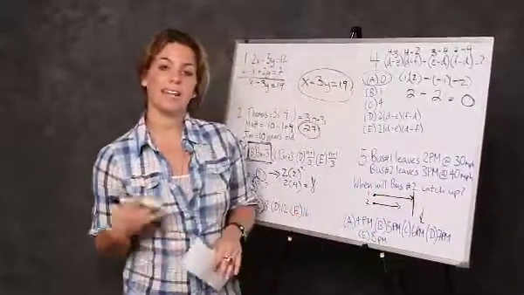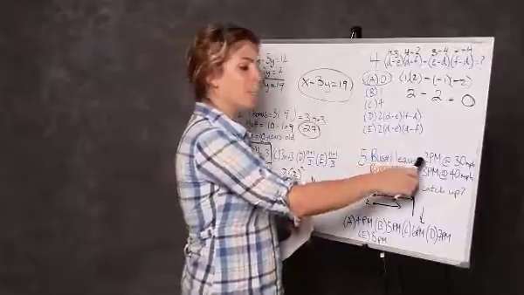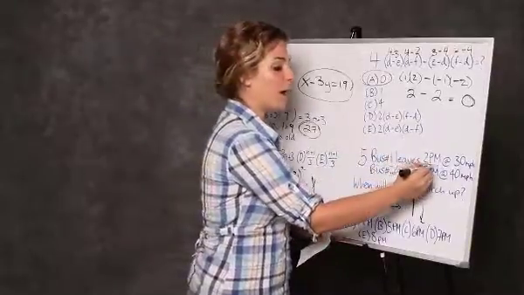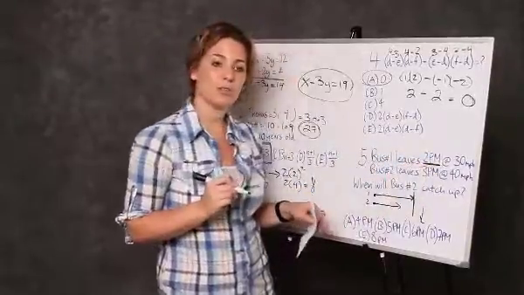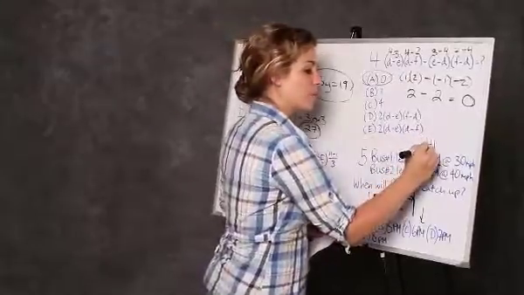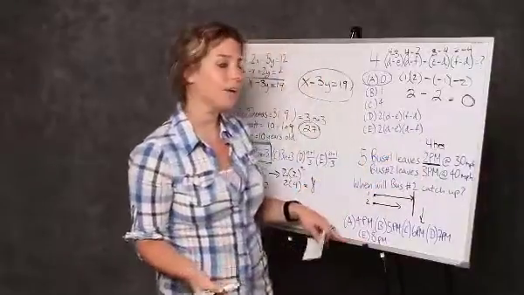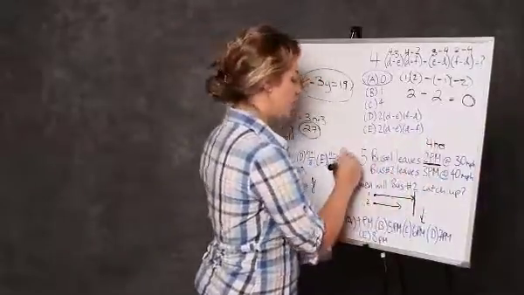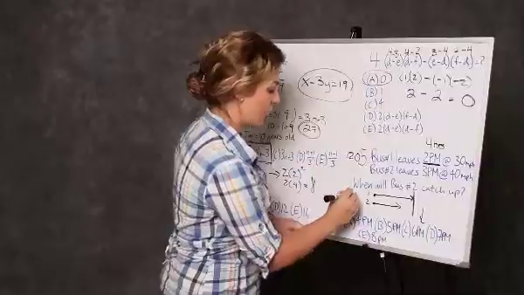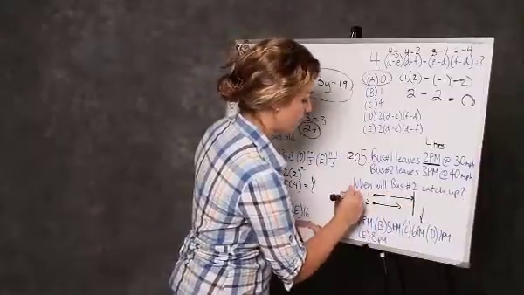So if we think about this, at 6 p.m., bus number 1 will have been traveling for 4 hours because it left at 2 p.m. So if we're driving for 4 hours at 30 miles per hour, that's going to be 120 miles. So that's for bus number 1.